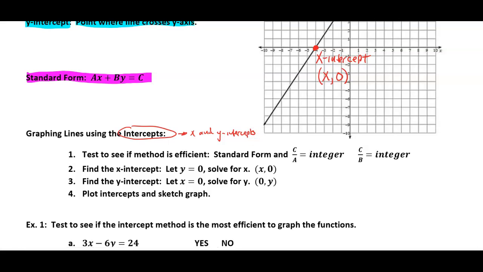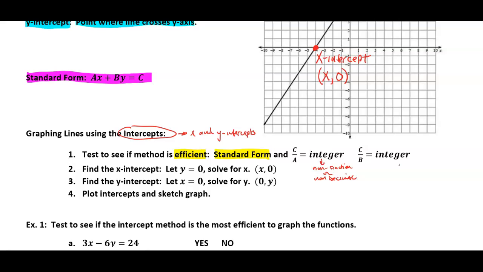Anytime we use this method, the one thing you need to know is we have to run a test. This test is basically just to determine if it's an efficient method to use. So, first, is it in standard form? And second, if you take c divided by a, does it come out to a non-fraction or non-decimal? Same thing with c divided by b. If it comes out to an integer, meaning no fraction, no decimal, then if it's in standard form, c divided by a is an integer, and c divided by b is an integer. Now we can move on to finding the intercepts.